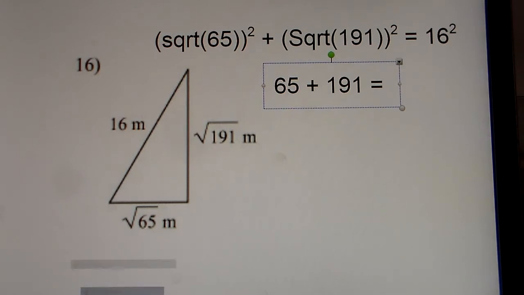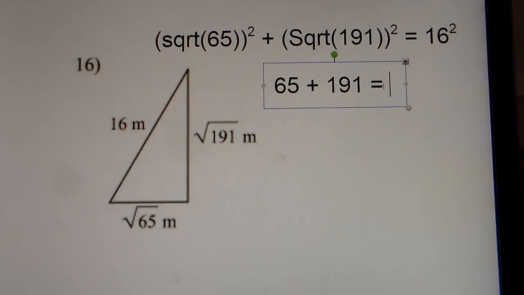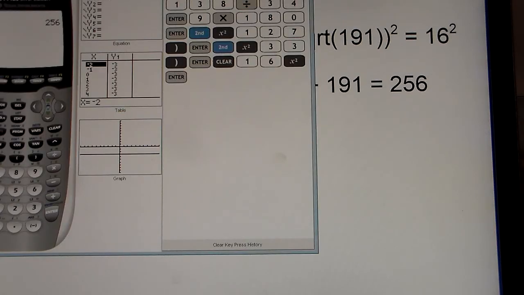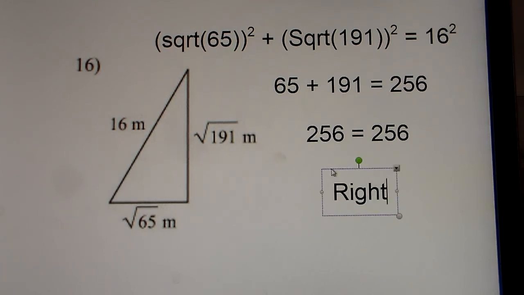Let's double check that on the calculator. 16 squared is 256. 191 plus 65 gets you 256 also. So 256 equals 256. When the number on the left is equal to the number on the right, when a squared plus b squared is equal to c squared, that means we have a right triangle. So the answer to number 16 is right, a right triangle.